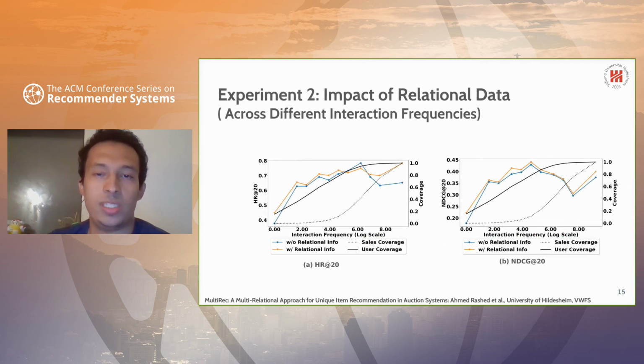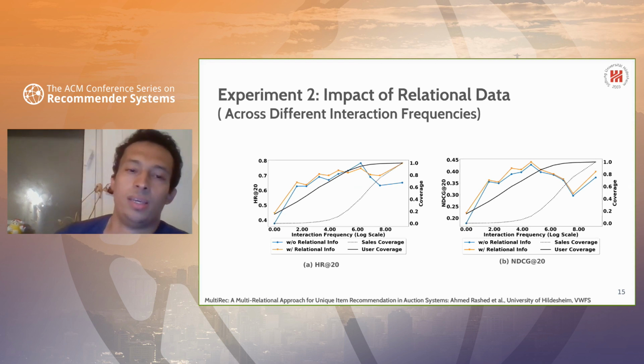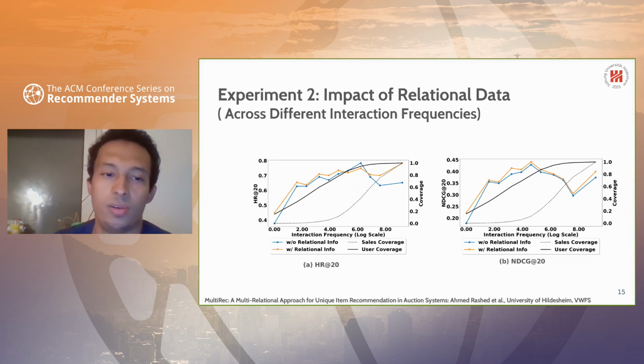Here you can also see the impact of adding this relational data, or converting your model to a multi-relational model, across different dealers, in this case on the VFS dataset, with different interaction frequencies. On the leftmost side, we have dealers that have too few sales. As we go to the right, you will see dealers with very high sales records. You can see that adding relational information consistently improves the model performance across almost all kinds of dealers.